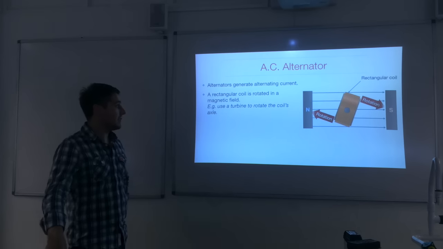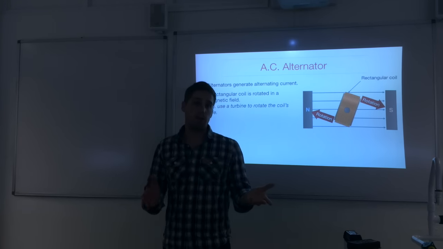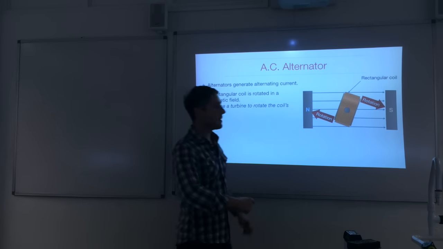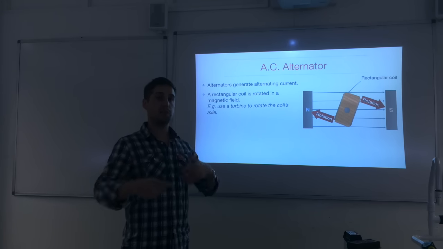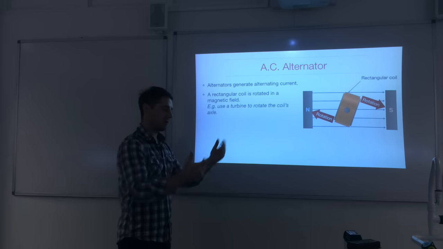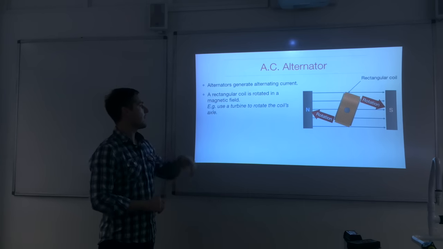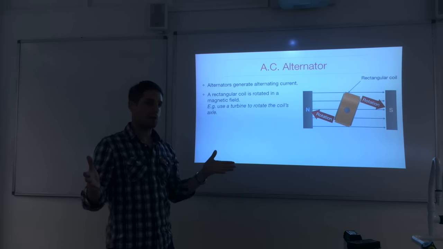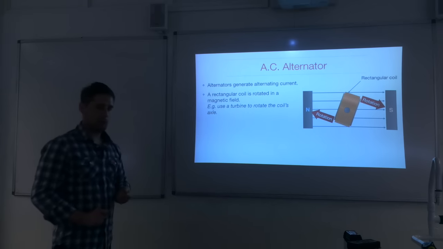Alternators generate alternating current. Okay, so what we do is take our rectangular coil, much like the one we had for the motor effect, in fact, we put it in a magnetic field, and then instead of passing a current through the coil to make it spin around, we actually spin it around by other methods, and we induce an EMF and then induce a current in our circuit in the coil. Okay, so here you might use a turbine, like most power stations use a turbine to drive an alternator to generate electricity.